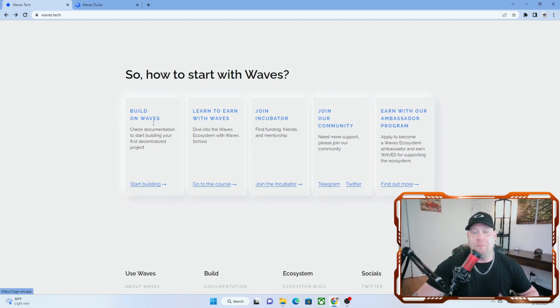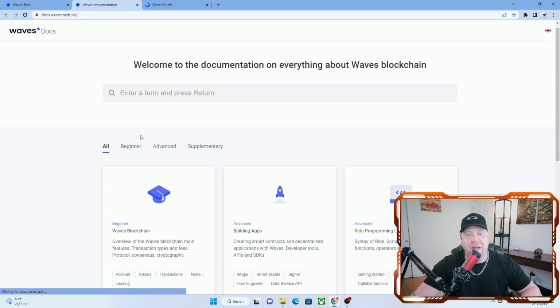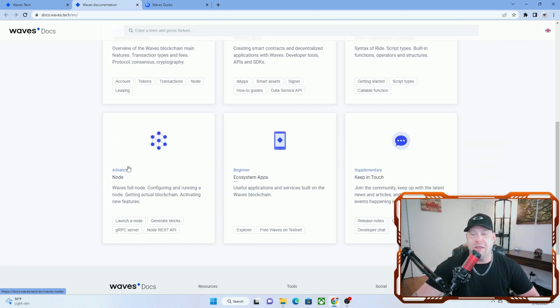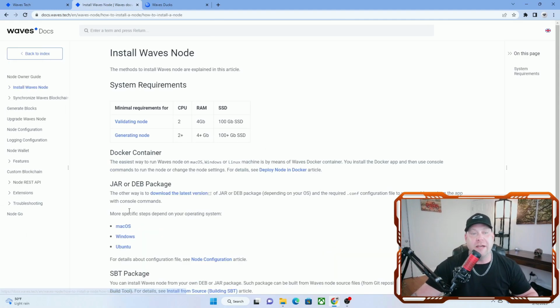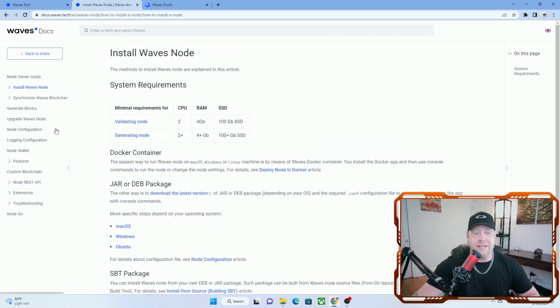And this, you can also build on Waves. For you developers out there, you can go ahead and build on Waves, check documentation, and start building your first decentralized project. And they literally give you a step-by-step guide. Just click on Build on Waves, and they have beginner, advanced, and the nodes as well. And for those of you who like to mine, this is where you're going to want to click on the nodes. And if you go on and click on launch a node, it'll tell you exactly step-by-step what you need to do and what you need to have to start a node and to start mining some Wave coin or Wave token. So they did a great job of making everything easy to find, easy to navigate, and easy to set up on your own. That's one thing I really love about this project as well.